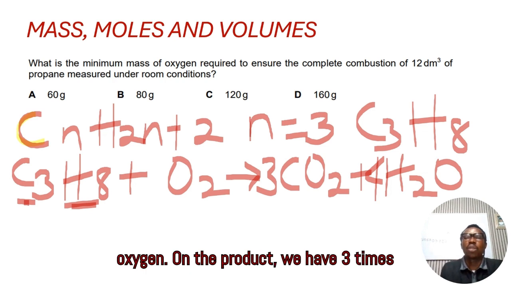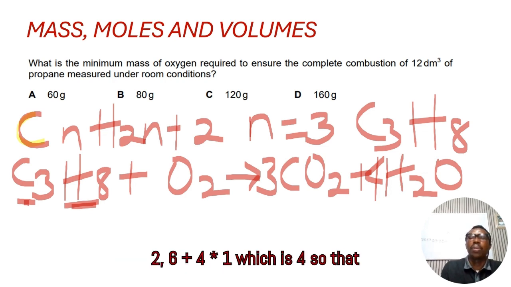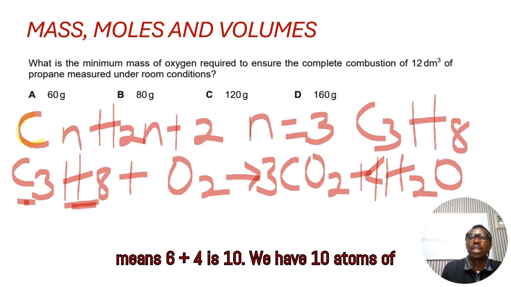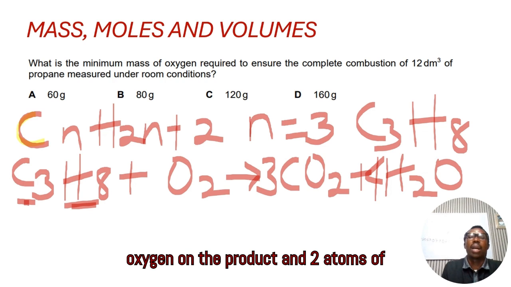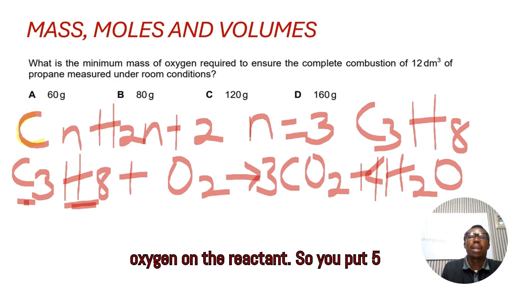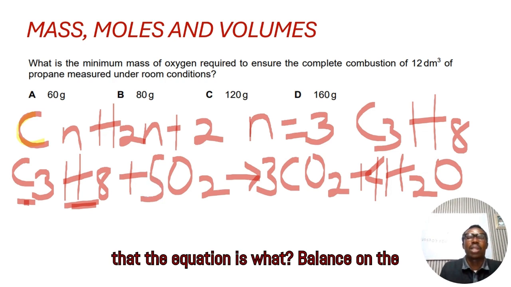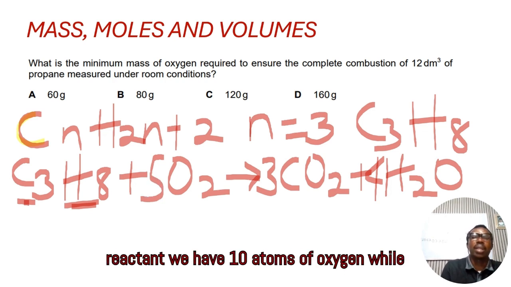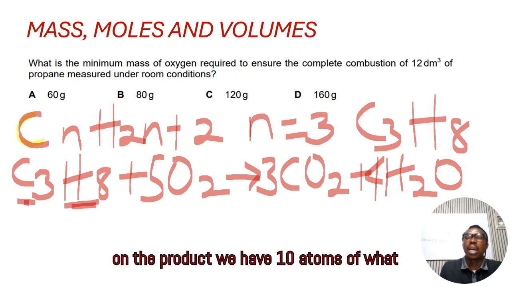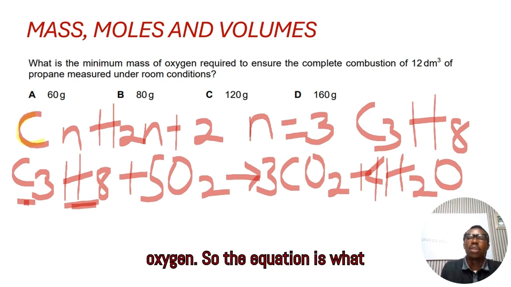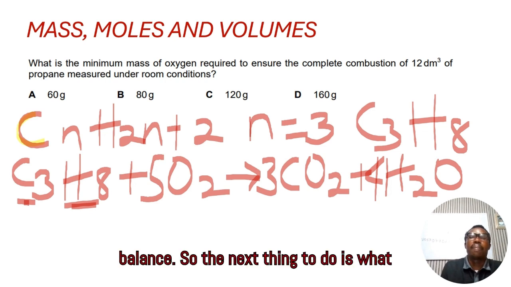Then what is left is oxygen. On the product, we have 3 times 2, 6 plus 4 times 1, which is 4. So that means 6 plus 4 is 10. We have 10 atoms of oxygen on the product and 2 atoms of oxygen on the reactant. So you put 5 here to balance the equation, to make sure that the equation is what? Balanced. So on the reactant, we have 10 atoms of oxygen, while on the product, we have 10 atoms of what? Oxygen. So the equation is what? Balanced. So the next thing to do is what?